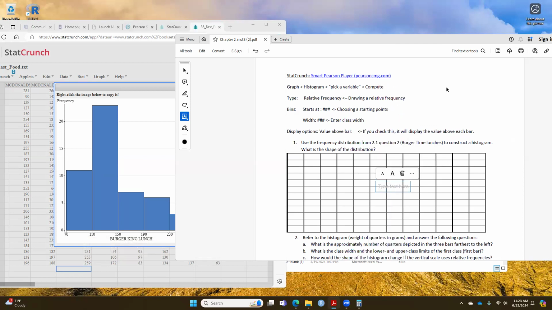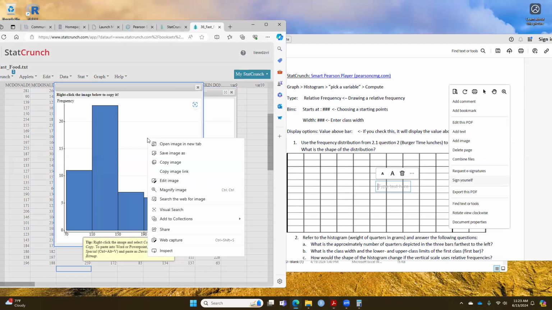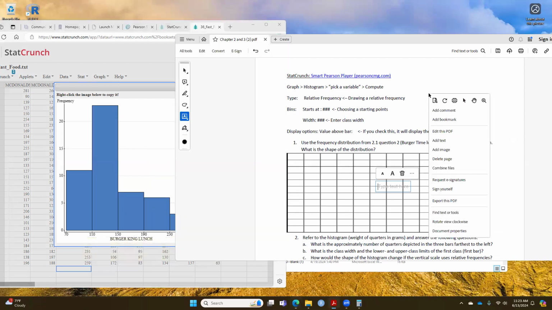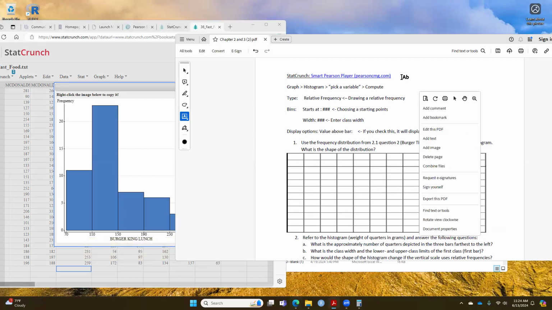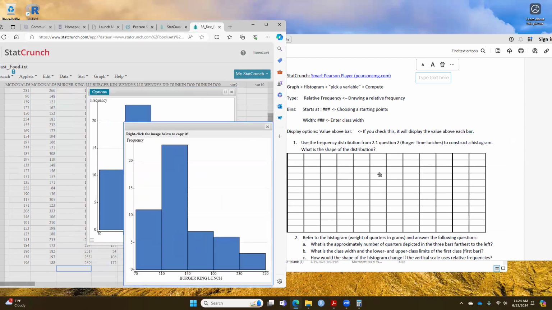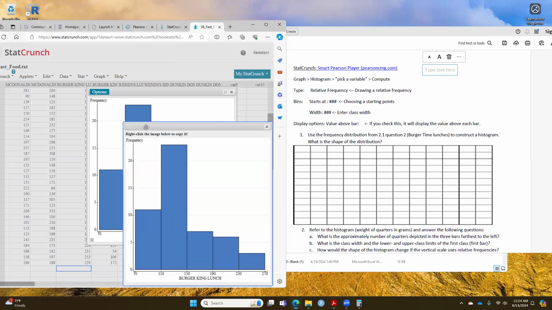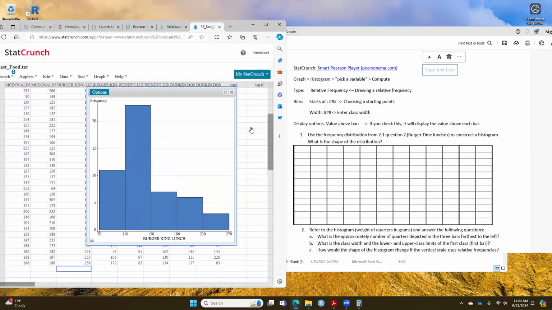Where's paste? Paste it over here. Sorry. So you can copy, and let me see, copy, save image. I cannot copy this photo. Oh, this is in PDF. That's why it doesn't let me paste it. Sorry about that. If it's Word, yeah, you can copy and paste it. So this is what your picture looks like in here. Okay, again, this is the Burger King lunchtime. So you actually do not need to draw it by hand. You draw it with StatCrunch.